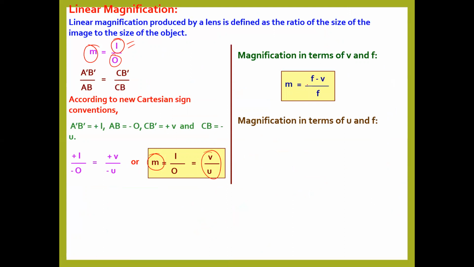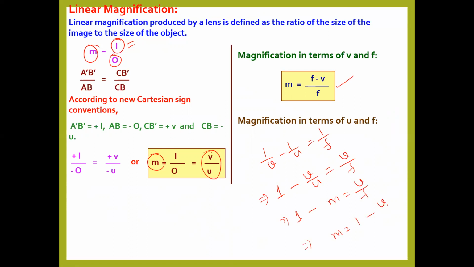Also, the magnification can be expressed in terms of focal length, because we know 1 by V minus 1 by U equals 1 by F. Now, if we multiply it by V, what do we get? 1 minus V by U equals V by F. So 1 minus M equals V by F, or M will be equal to 1 minus V by F, which is F minus V by F. So this is the magnification in terms of V and F.